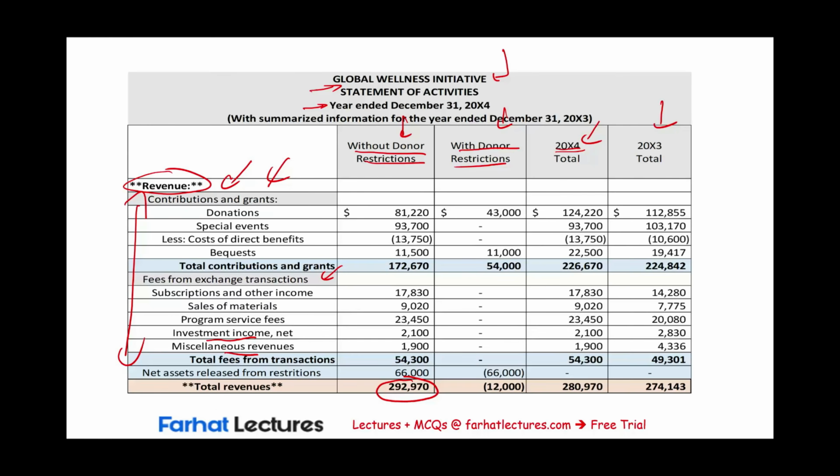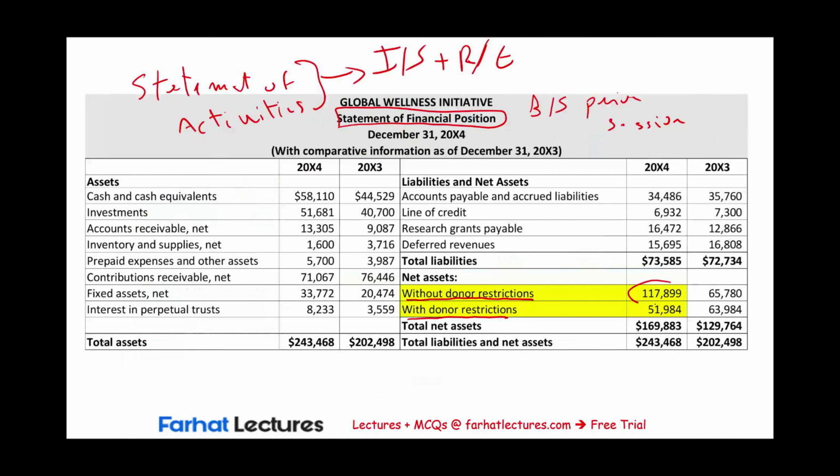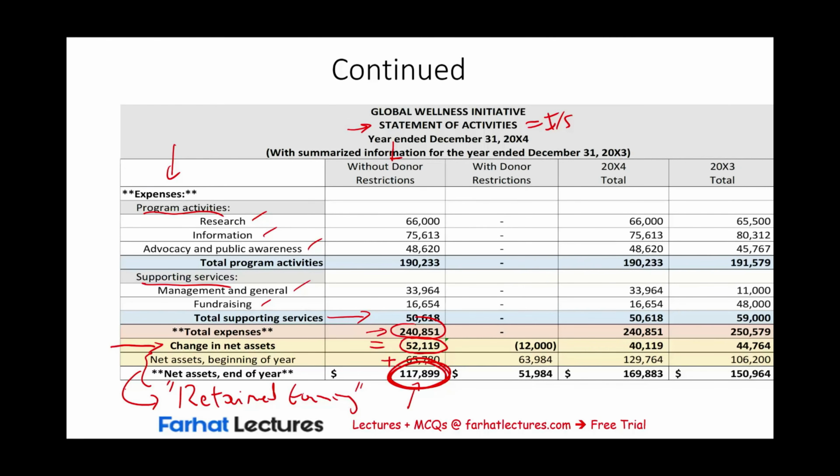So 117,899, let me go back here and show you. This is the number that's on the statement of financial position, 117,899. So this is what I wanted to show you, that the statement of activities is also, in a sense, adding, in quotes, retained earnings. The same concept applies with donor restriction.